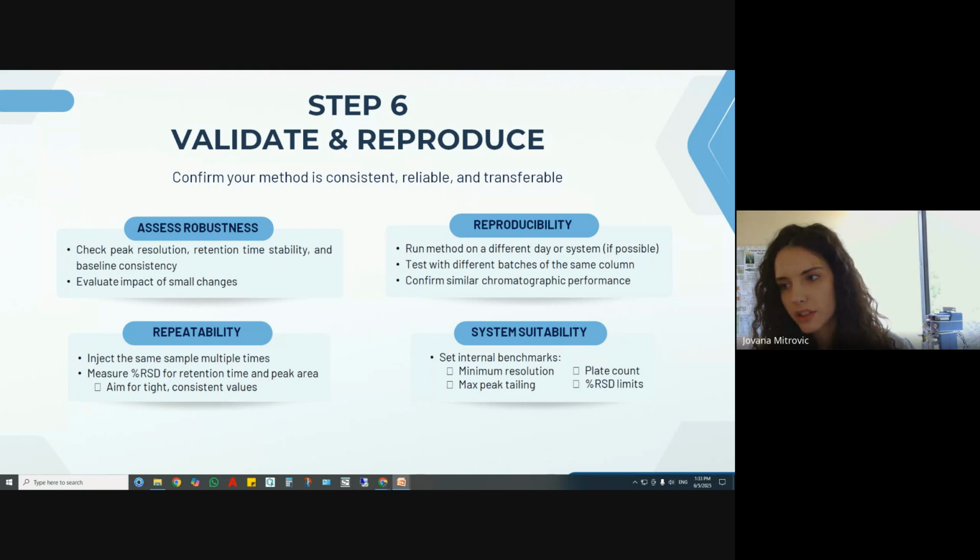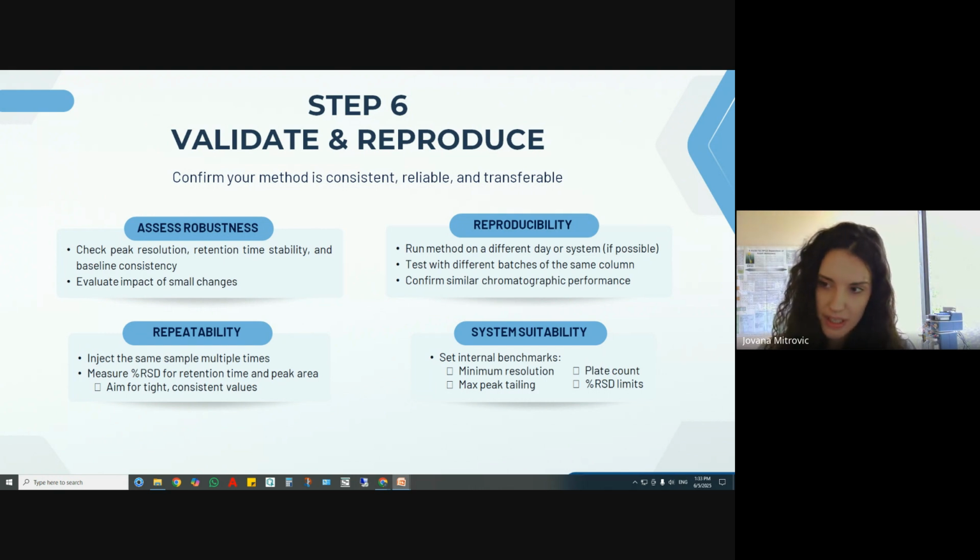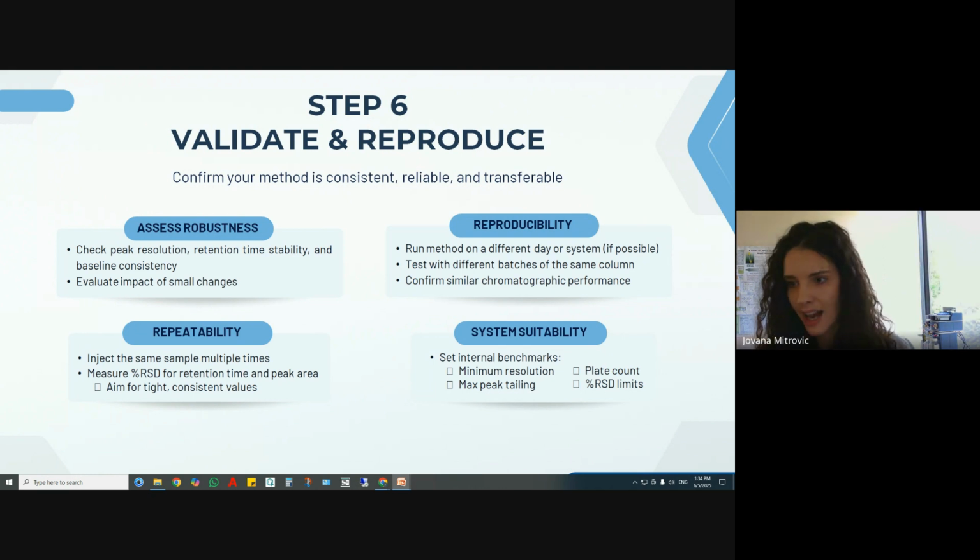So if your method is robust, it can handle the little variations that happen in the lab, and we can still have a good separation of our peaks of interest. Next, we also have to test reproducibility by running our method on different days, different instruments, and different column batches as well. Consistent results across these runs give you confidence that your method is reliable, no matter the circumstances.